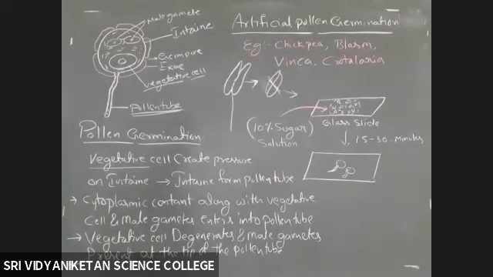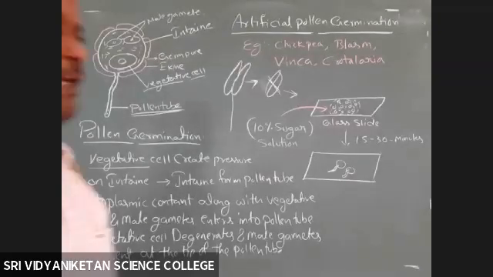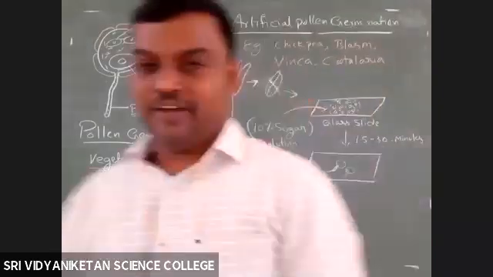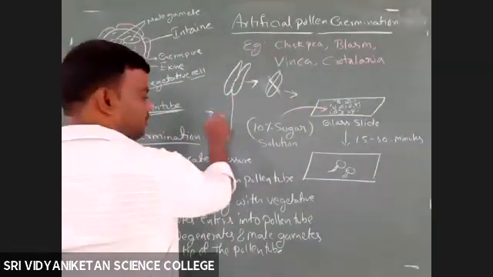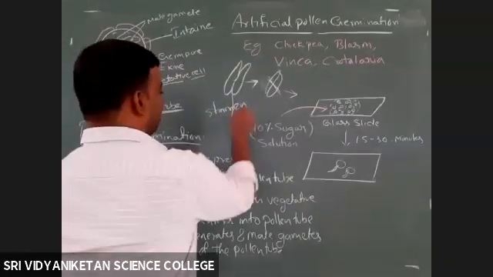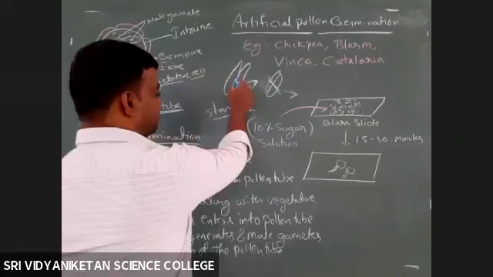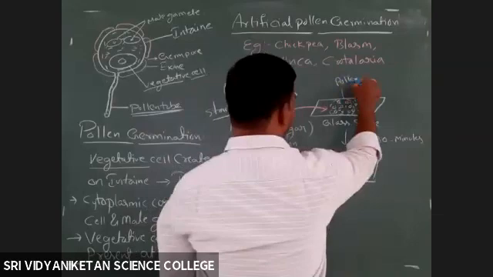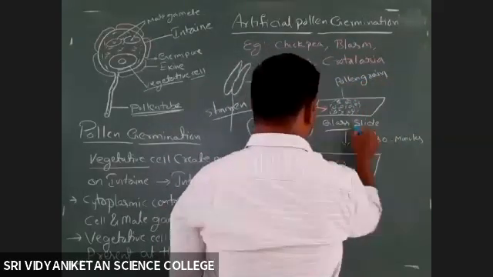Pollen germination can be observed artificially. Artificial pollen germination can take place in the laboratory by taking flowers like chickpea, blossom, vinca, and crotalaria. First, the stamen is removed from the flower. By rupturing the stamen, especially the anther, we can collect the pollen grains on a glass slide.